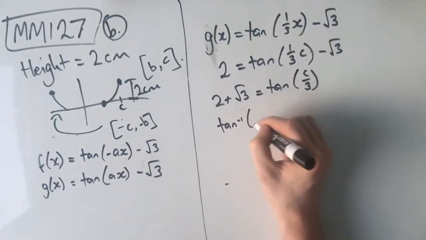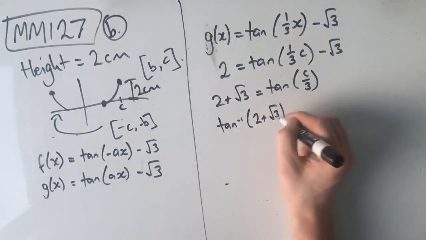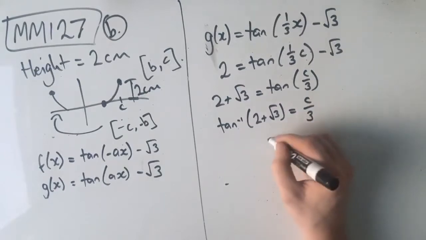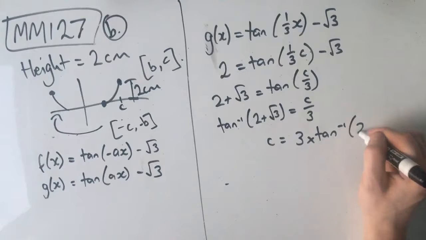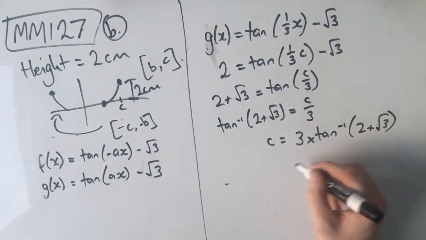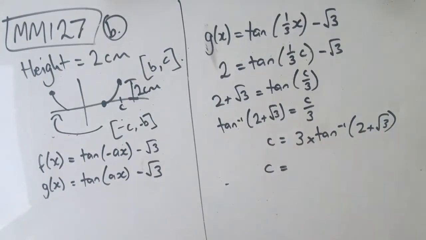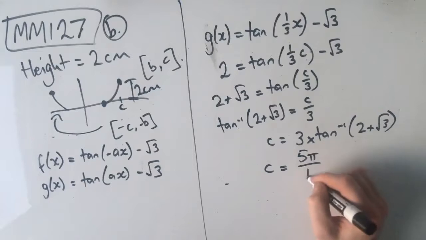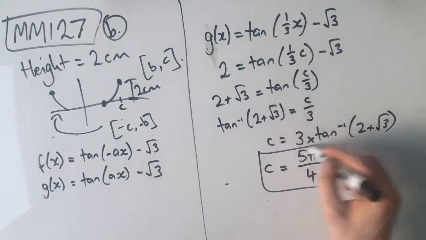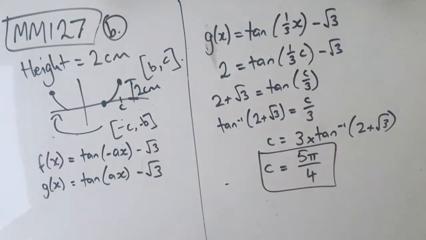Inverse tan of 2 plus root 3 equals c over 3. c equals 3 times inverse tan of 2 plus root 3. Now this, you actually do have your calculator here, and you will need it, because this gives you c equals 5 pi on 4. And this is your final answer.